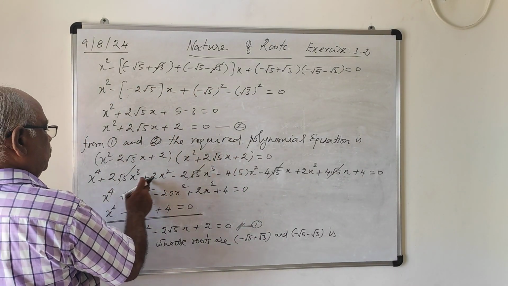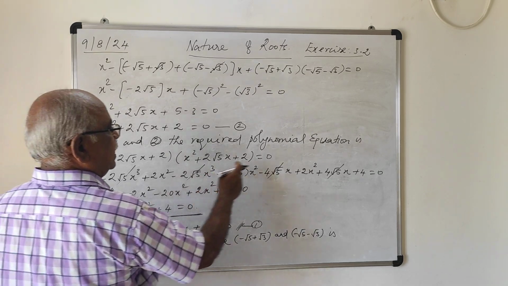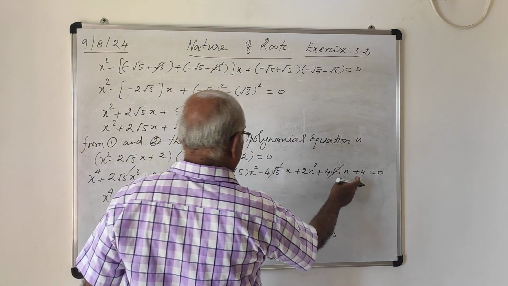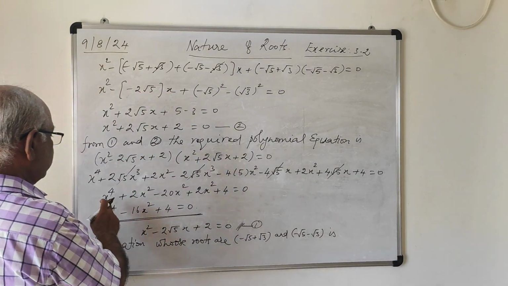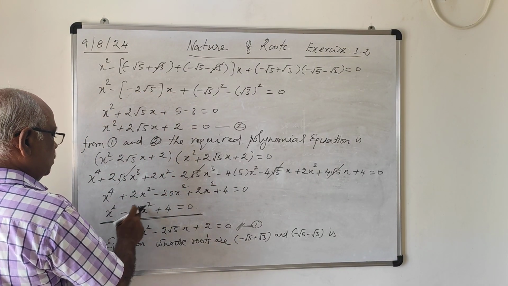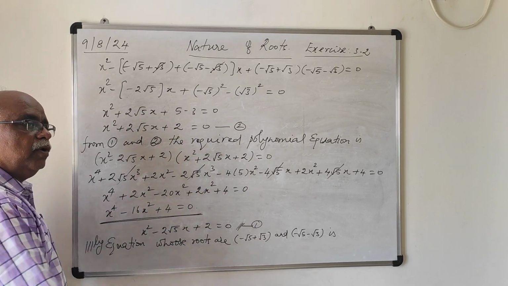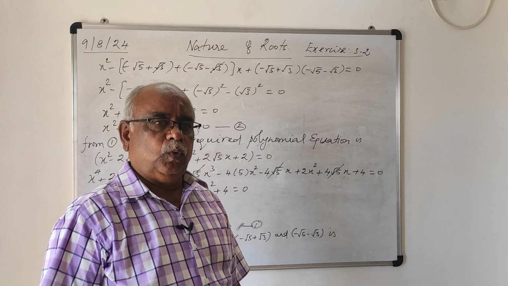Therefore, x power 4 plus 2x square minus 4 5s are 20x square, again plus 2x square plus 4 equal to 0. By simplification, x power 4, 2 plus 2 is 4x square minus 20x square is minus 16x square plus 4 equal to 0, which is the required polynomial equation having all the 4 irrational roots.